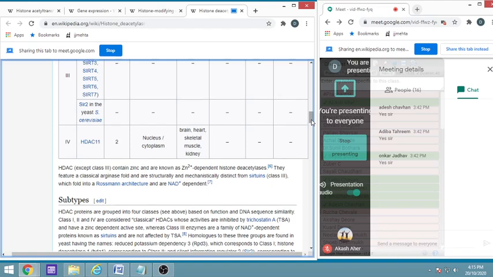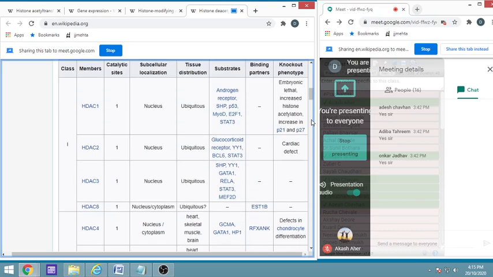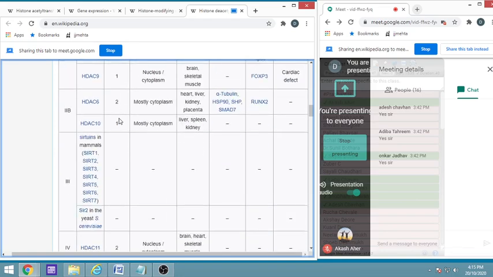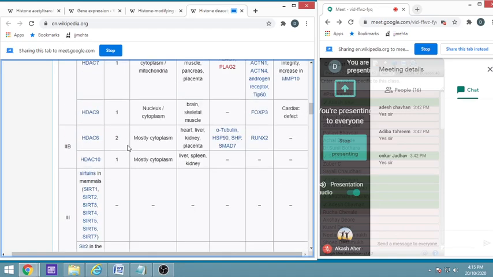Now we should know where they are. They are ubiquitous, in various classes, 1, 2, 3, and various members are there in each. How many sites can they act on? All act on one site except HDAC6 and HDAC11, which can act on 2 sites.